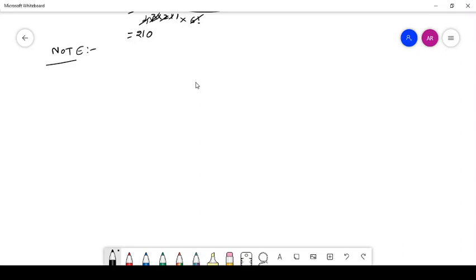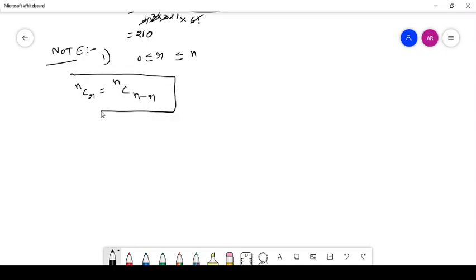If n and r are integers, 0 less than or equal to r less than or equal to n, then nCr can be written as nC(n minus r). nCr is equal to nC(n minus r). This is also a very important result.